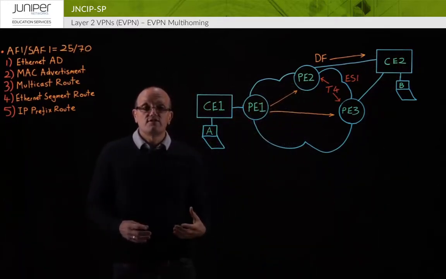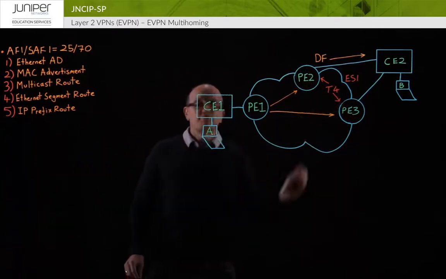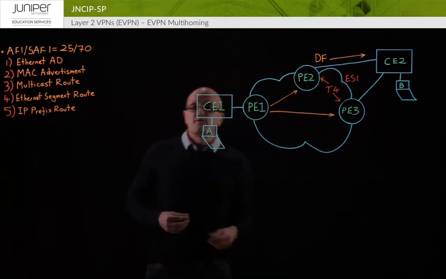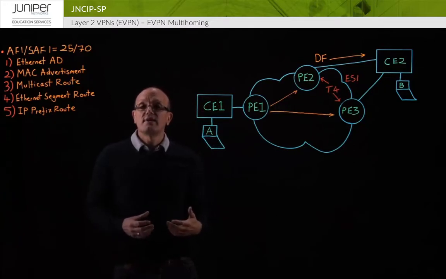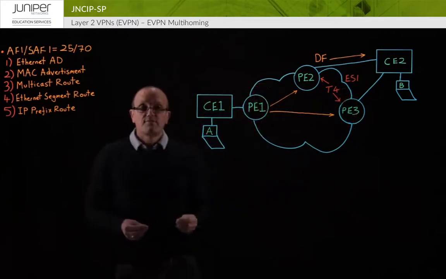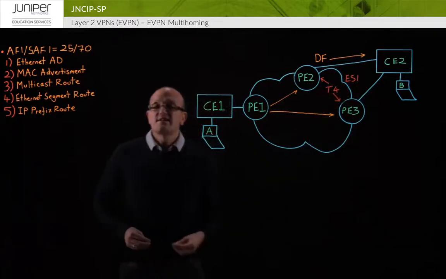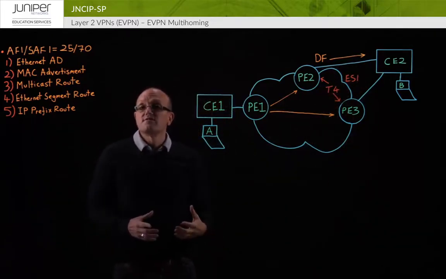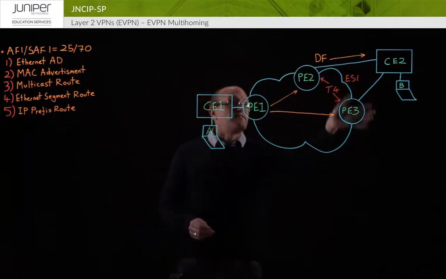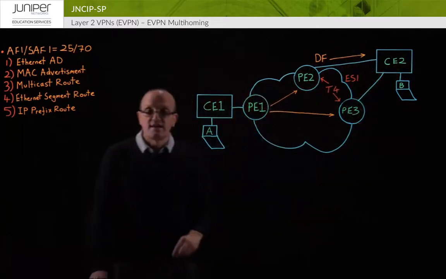To deal with these situations, what we do is that we elect a designated forwarder, and we only have one of the PEs responsible for forwarding broadcast, unknown unicast, and multicast traffic to the CE. What we do is that we configure an ESI, an Ethernet segment identifier. This is 0 when CEs are single-homed, and it is the same for all interfaces connecting to the same CE.